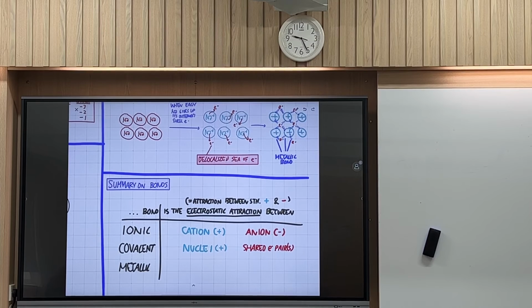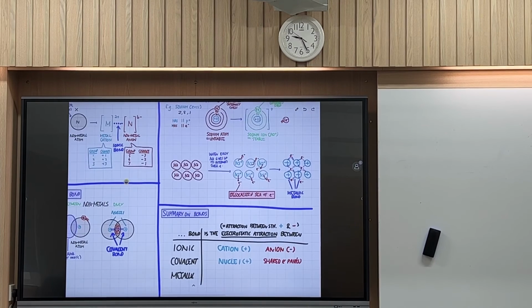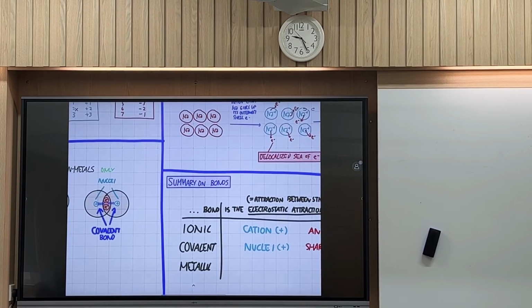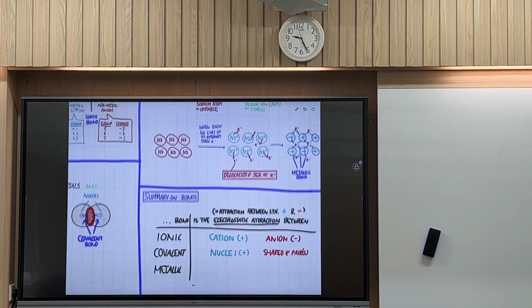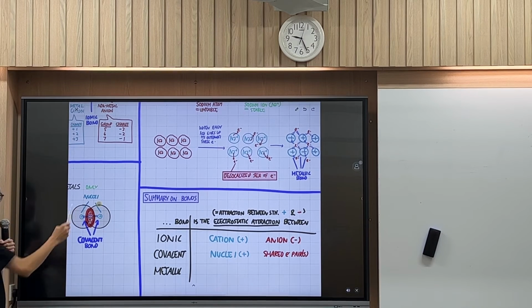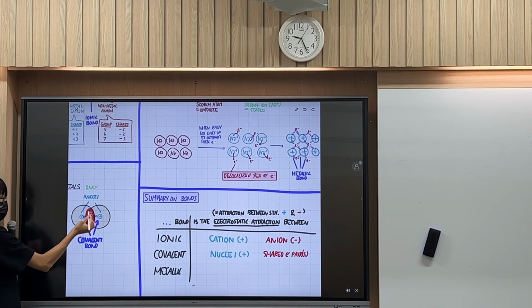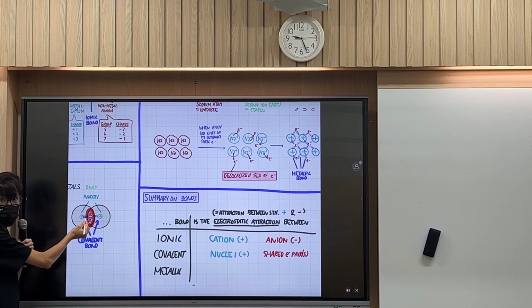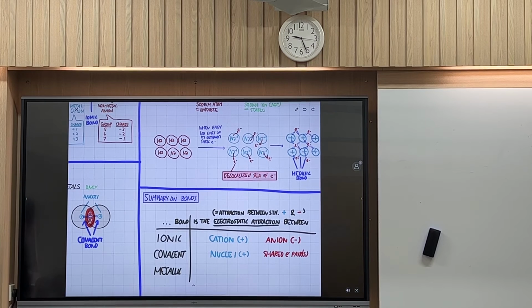Because we can have a single bond, double bond, or triple bond. Sometimes you see one pair of electrons here, sometimes you see two, sometimes you see three. But it doesn't change the fact that it is still a bond formed between the shared electron pairs and the nuclei. I don't care how many electrons you put in here. As long as there are electrons here, this part will be negative. And this negative group of electrons will be drawn to the positive nuclei.